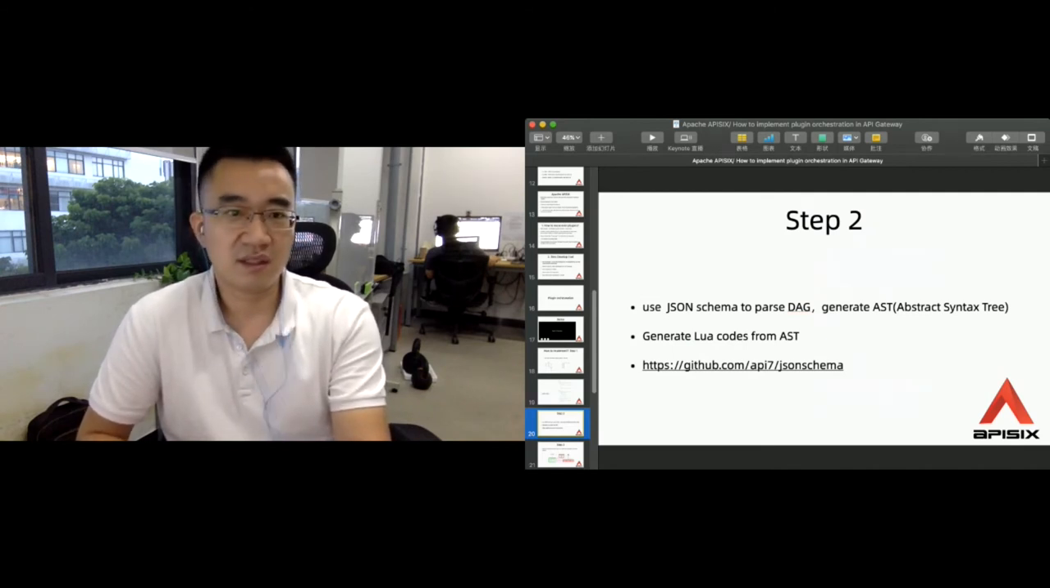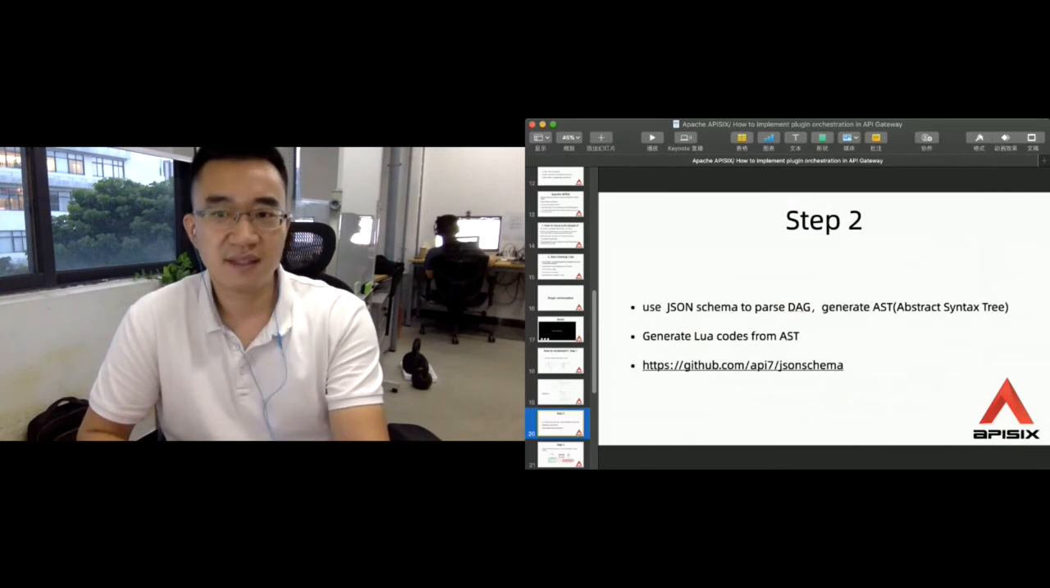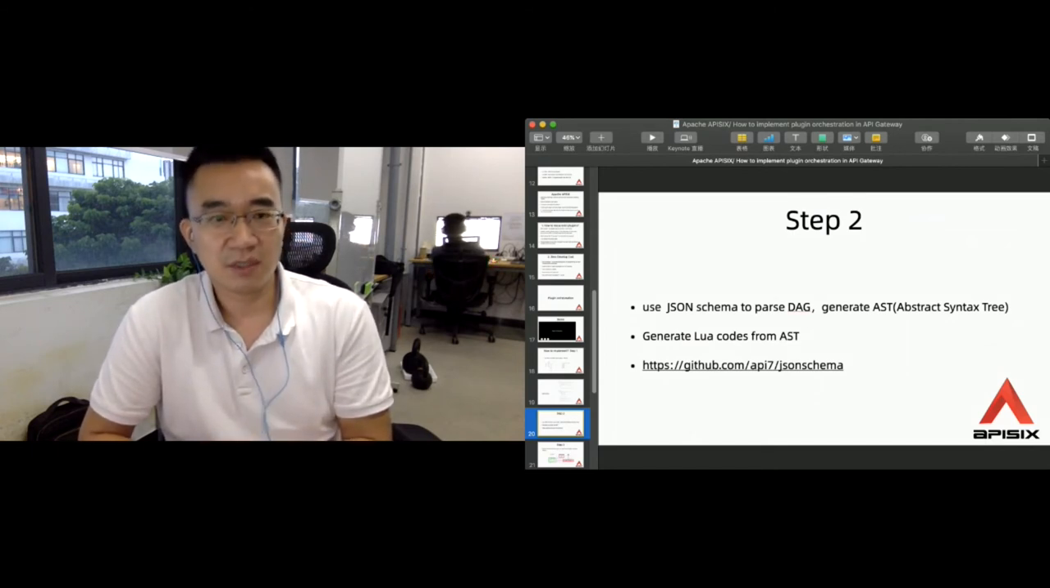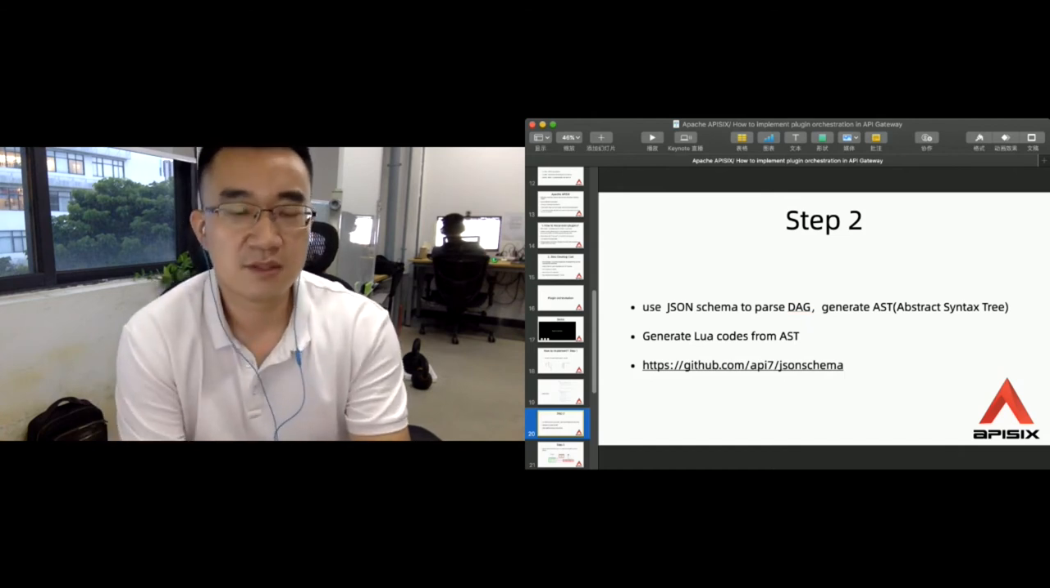So we need a compiler, yes, to parse the JSON into an AST, and finally generate the Lua code. At the same time, we use the JSON schema to do this job. Below is the open source repo.